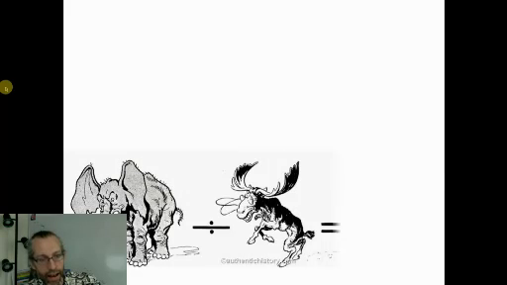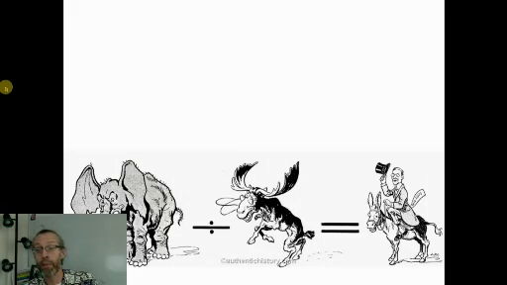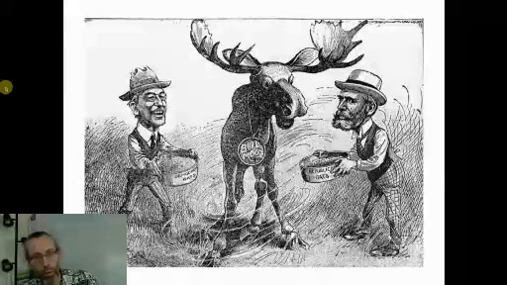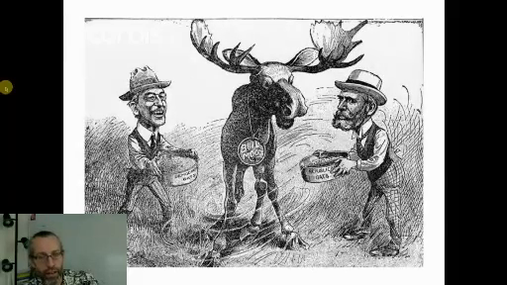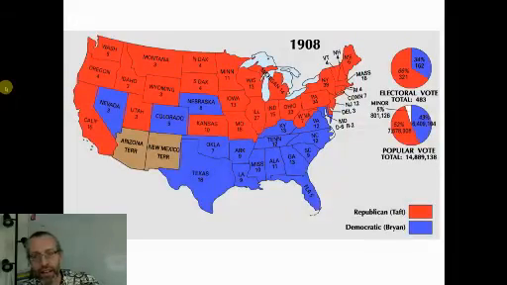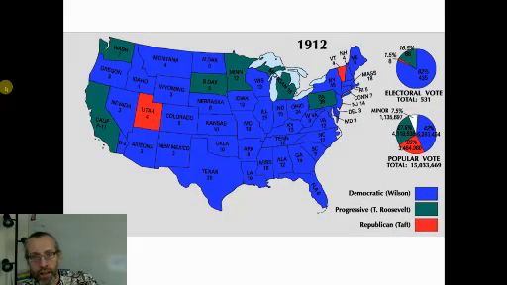And when you divide, this is a famous equation: an elephant divided by a moose equals a donkey. And that's how Woodrow Wilson becomes the next, or only the second, Democratic president in America since the Civil War. Another picture kind of showing this issue. Here's the election results. That's 1908, sorry. Here's 1912.